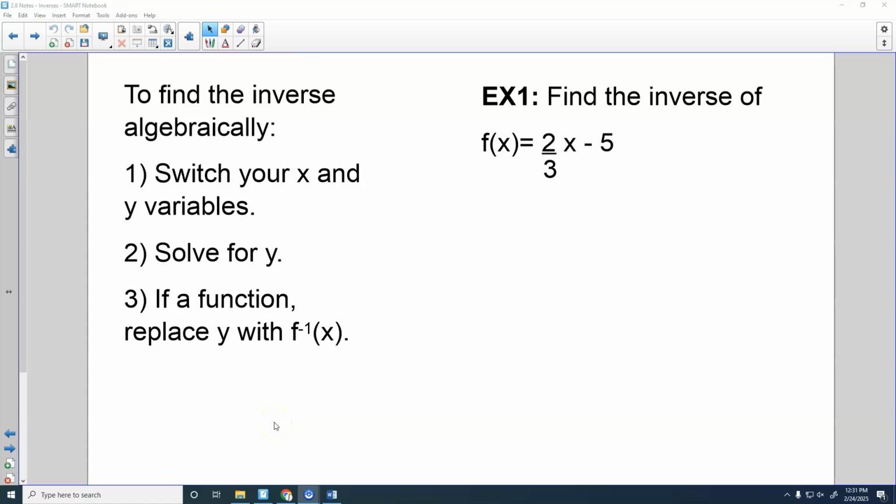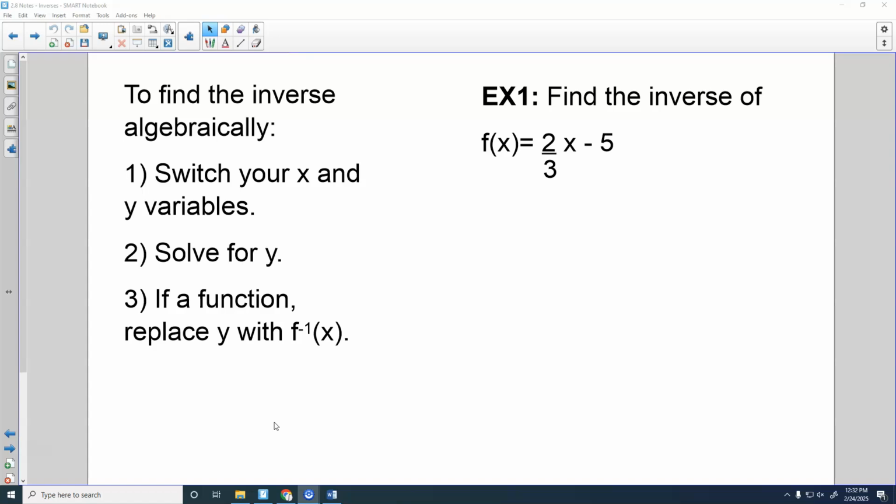You switch your x's and y's. That is because all the x's and the y's switch in the inverse. So if you have the point (2, 3) on your original, the point (3, 2) is on the inverse. All the x and y coordinates are just switched.